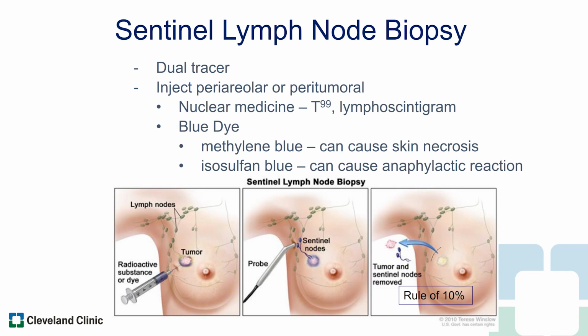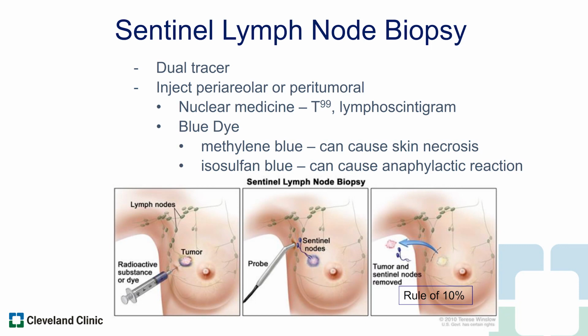You can inject the tracer one of two ways. One is called peritumoral, so inject it around where the tumor is, or periareolar. You are going to inject nuclear medicine, technetium-99. You can or cannot obtain a lymphoscintigram, which is a picture of where that technetium-99 is draining. It should ideally drain into the axillary lymph node basin.